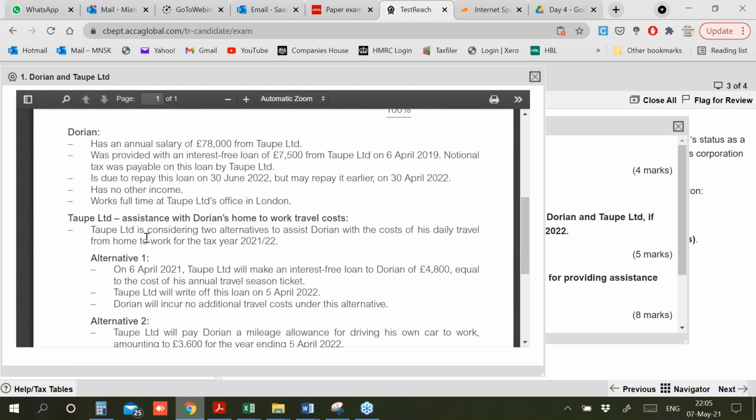On 6 April 2021, T Limited will make an interest-free loan to D of 4,800, equal to the cost of his annual travel season ticket. Okay. T Limited will write off this loan on 5th April 2022, and Dorian will incur no additional travel cost under this alternative. Now, you tell me guys, what will be the tax implications of this alternative?